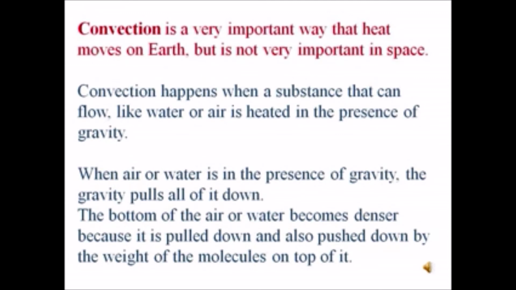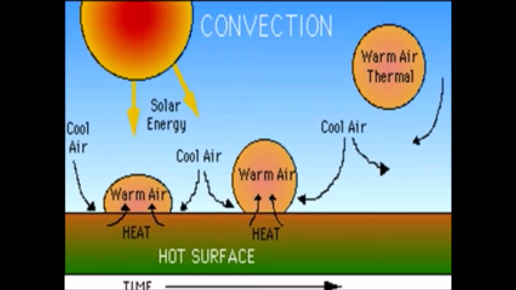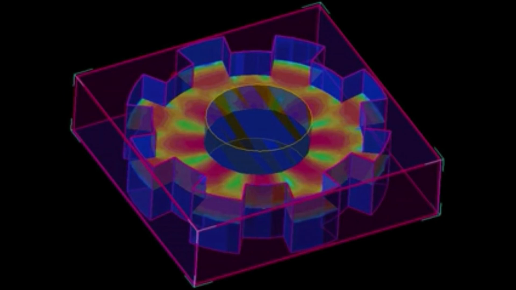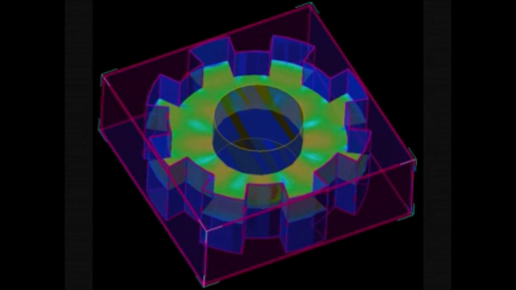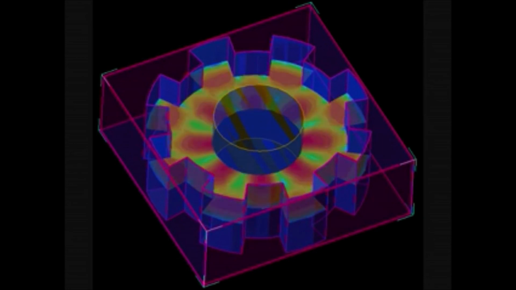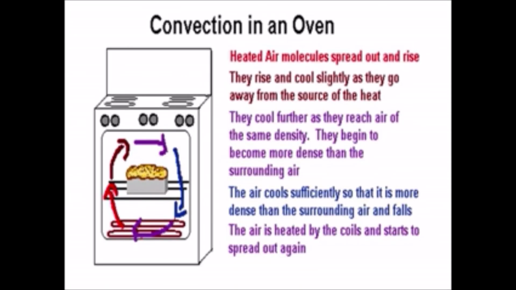Convection is a very important way that heat moves on Earth, but is not very important in space. Convection happens when a substance that can flow, like water or air, is heated in the presence of gravity. When air or water is in the presence of gravity, the gravity pulls all of it down. The bottom of the air or water becomes denser because it is pulled down and also pushed down by the weight of the molecules on top of it.